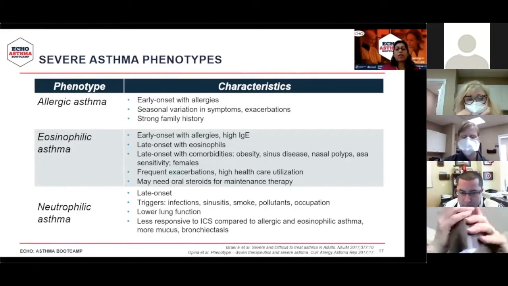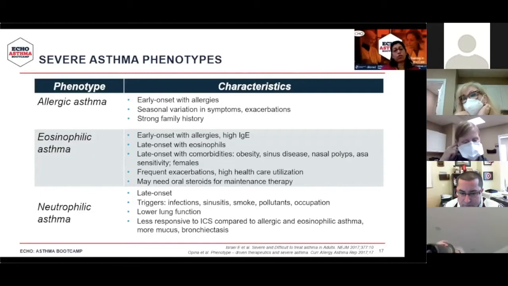They are high healthcare utilizers. They have frequent exacerbations, emergency room visits, urgent care visits, hospitalizations. And some of these may even need to stay on oral corticosteroids for maintenance therapy long term.